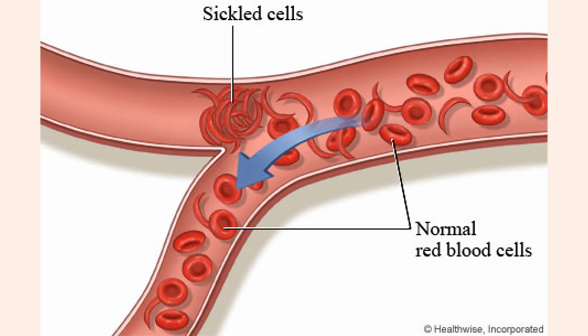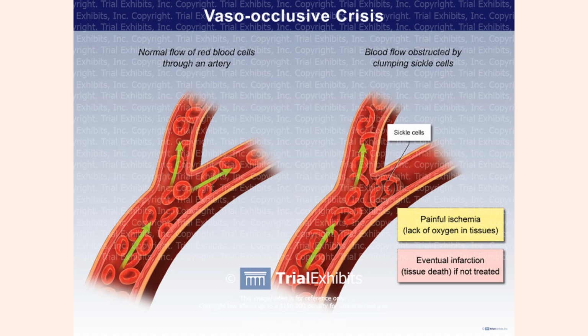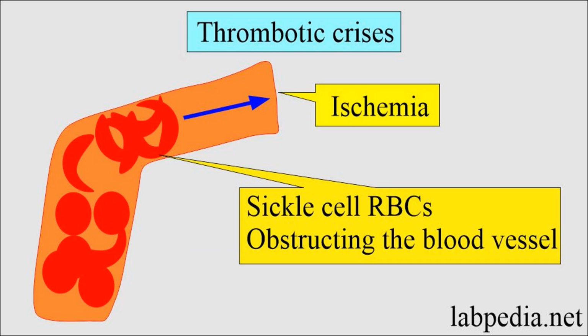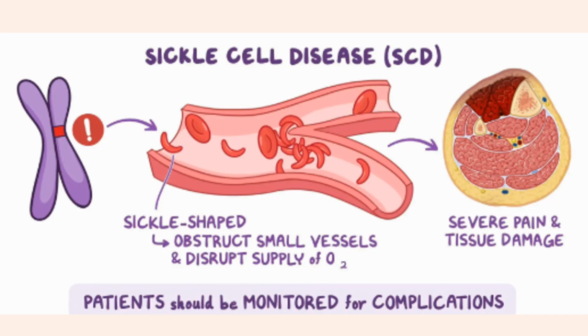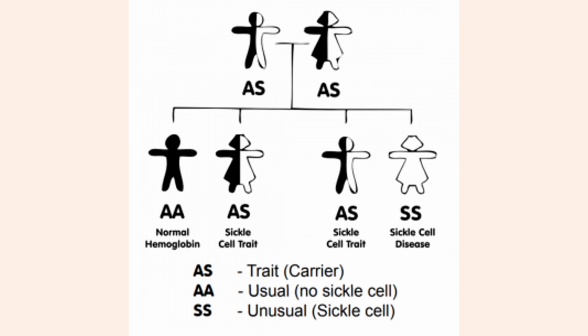Additionally, their stiffness prevents smooth passage through blood vessels, causing blockages, reduced blood flow called vasoocclusion, tissue oxygen deprivation called ischemia, and damage to the organs and tissues over time. This disease follows the autosomal recessive inheritance pattern, meaning that a person must inherit two copies of the mutated HBB gene to have sickle cell.